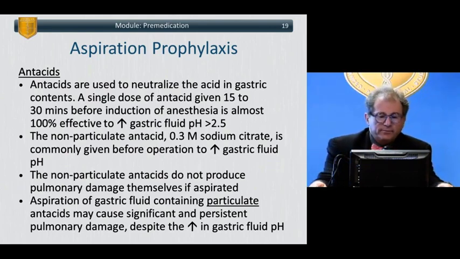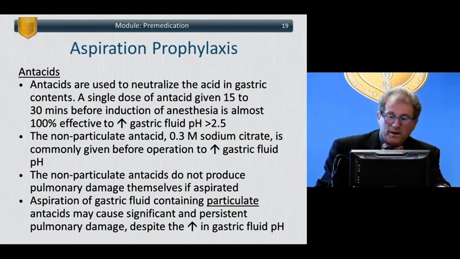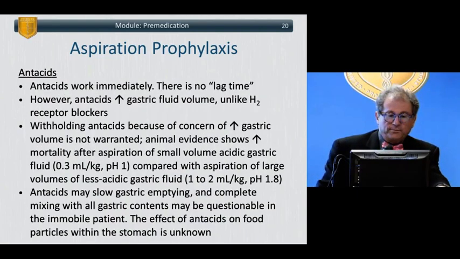Antacids that we may give are used to directly neutralize the acid already present in the stomach, so it doesn't affect the secretion of gastric acid. It's only neutralizing the acid already in the stomach. And given 15 to 30 minutes before induction of anesthesia, it's almost 100% effective in raising the gastric fluid pH more than 2.5. Sodium citrate is the classic non-particulate antacid, and we use that in obstetrics patients very commonly. And they themselves do not cause pulmonary damage if they are aspirated. However, aspiration of gastric fluid that does contain particulate antacids may cause severe and persistent pulmonary damage, no matter what the gastric fluid pH is.